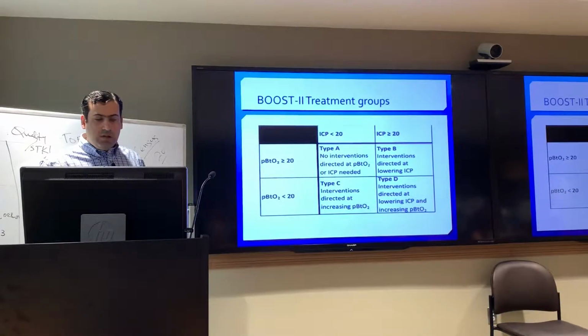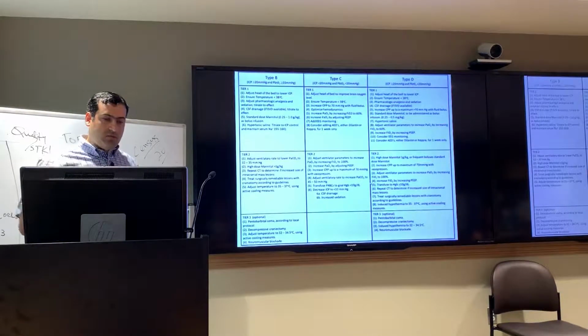So they divided the treatments into 4 groups, a 2x2 table based on ICP and PbO2. Normal, abnormal, normal, abnormal. So if both ICP and PbO2 are normal, of course you don't do anything. If only ICP is high, you treat ICP. If only PbO2 is low, you only treat PbO2, and if both, it's a combination of both. So this is the schedule we have.